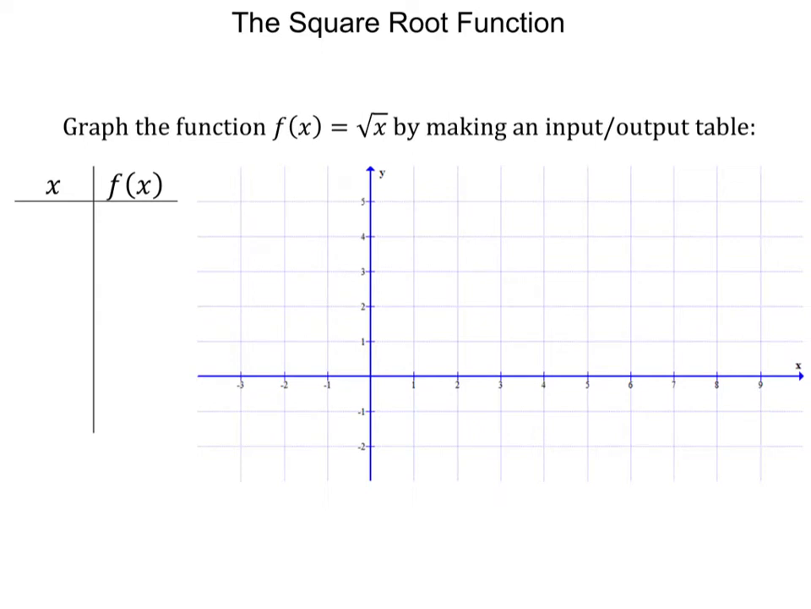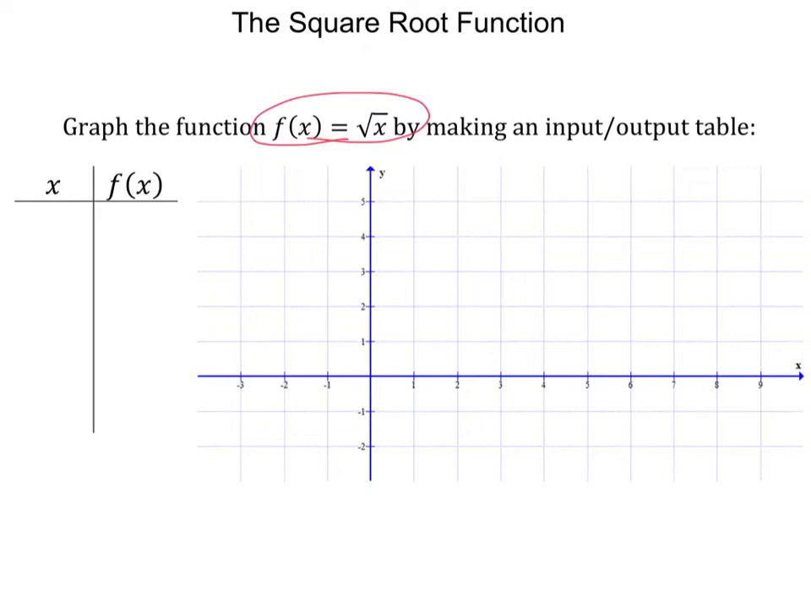So what we're going to do is graph this function f of x equals the square root of x by making an input-output table. But before we jump over here and just start throwing in input values, it's worth it for us to think about what we are allowed to use as inputs here. Like what values of x are even permissible? Which effectively means what's the domain?